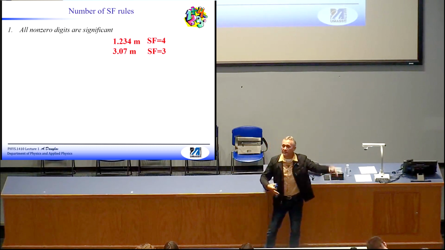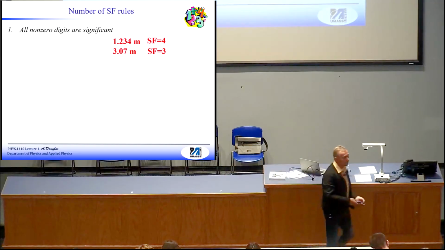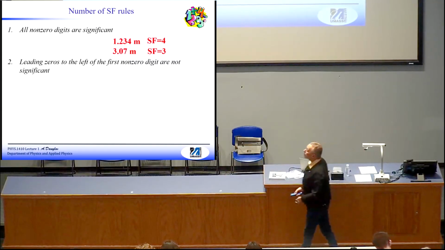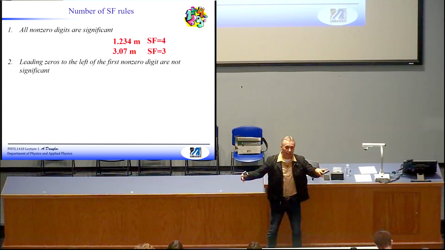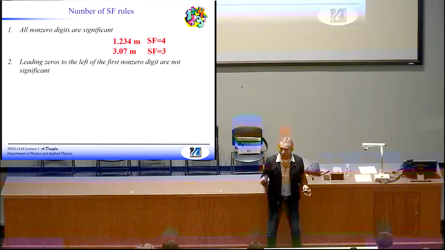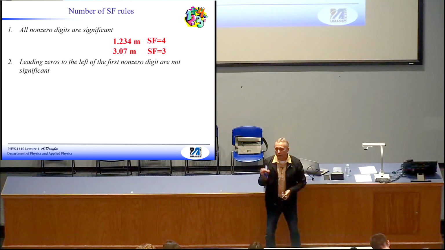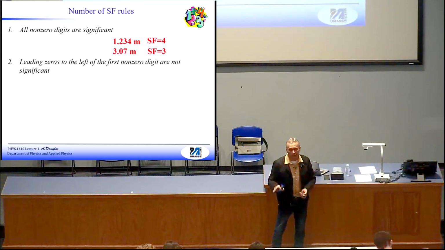Now, next rule. Again, you remember 0 in the middle, 0 in the beginning, and 0 at the end. Now let's discuss zeros at the beginning of the number, leading zeros. And according to that rule, leading zeros before the first non-zero digit, basically to the left of the first non-zero digit, those zeros are not significant. We're not counting them to count number of sig figs. I will explain the reasoning in a few minutes.